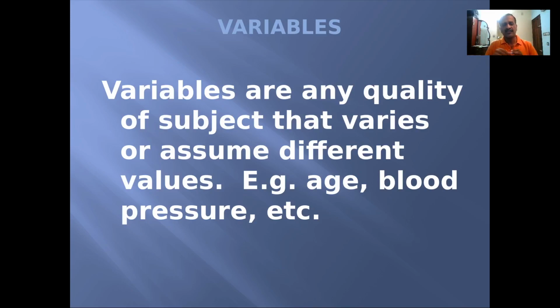So is that a variable? Yes, that is a variable, because if you consider age, not only 19 and 20, indefinite values are possible. It can be 19 years 1 month, 19 years 1 month 1 day. So a lot of variations are there from one person to another. Blood pressure is also a variable that may vary or take different values in different subjects.